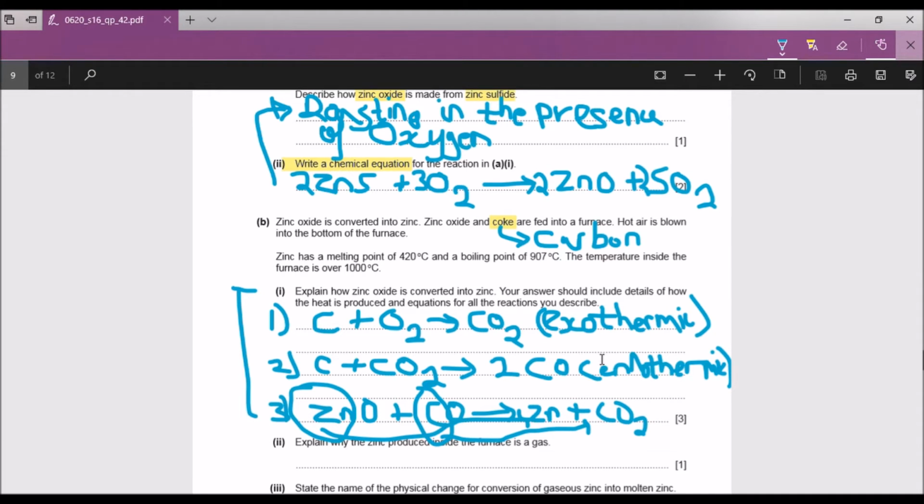It's an exothermic reaction, and heat is produced. And some of that coke reacts with some of that carbon dioxide, which is formed, to form carbon monoxide, which is endothermic. And then this carbon monoxide displaces zinc from the zinc oxide to form carbon dioxide and zinc. So that's pretty much the equations.